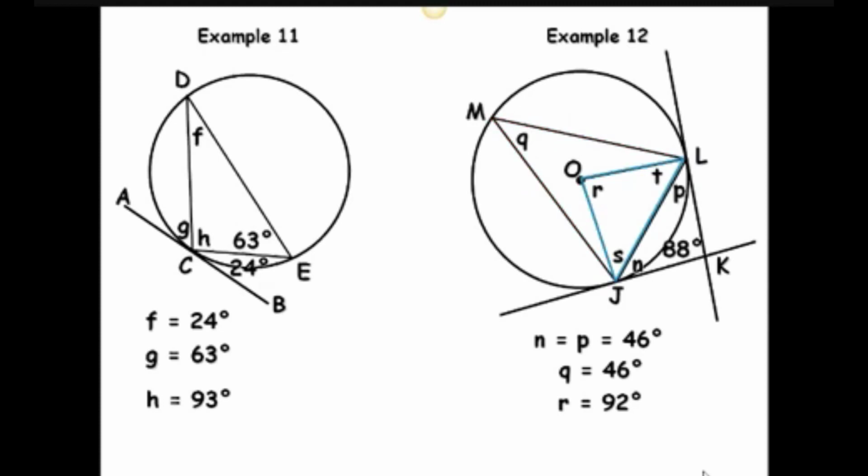And if we focus on that triangle there, well, O to J and O to L are both radiuses, so they've got to be identical lengths. So again, we've got an isosceles triangle where S and T are the base angles. So if we take 92 away from 180, divide it by 2, we get S and T to be both 44 degrees.